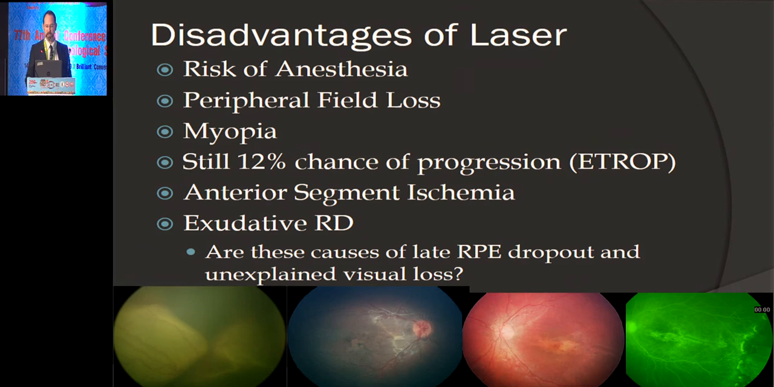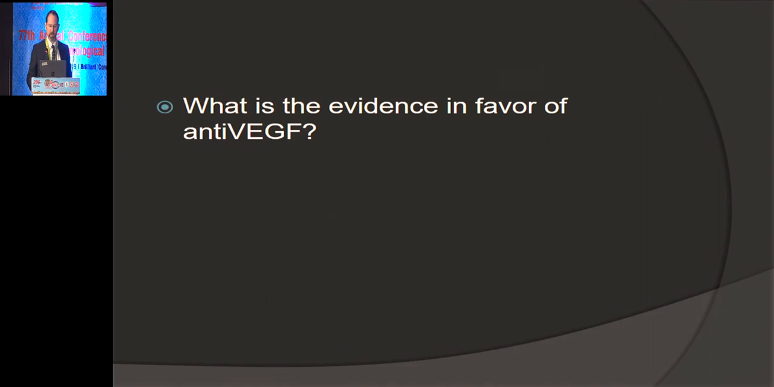So the disadvantages of laser are the risk of anesthesia to the infant, peripheral visual field loss, myopia, and still a 12% chance of progression to retinal detachment, which was found in the ETROP study. There can be anterior segment ischemia and exudative retinal detachment, and some of these exudative detachments may explain unexplained visual loss. In the pictures at the bottom, you can see exudative detachment after laser and residual RPE changes years later. So what is the evidence in favor of anti-VEGF?